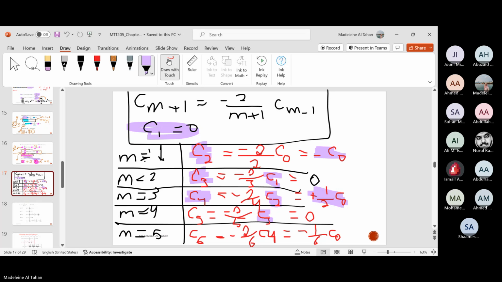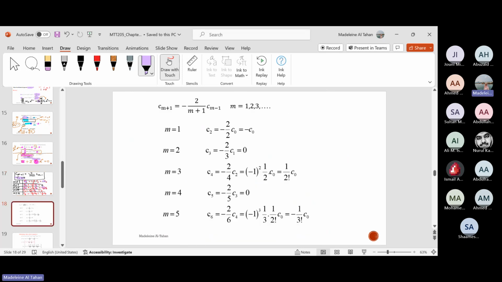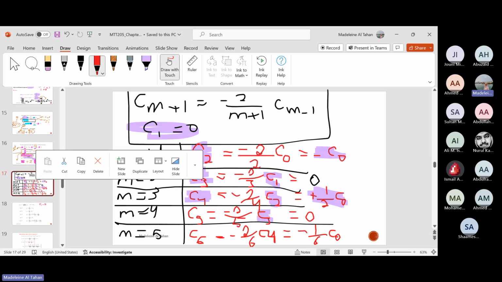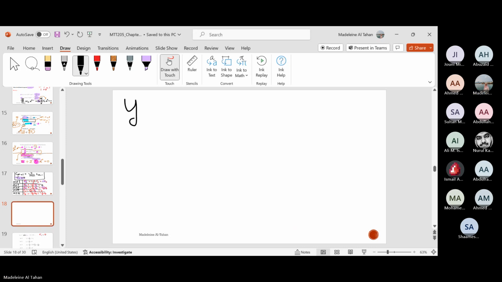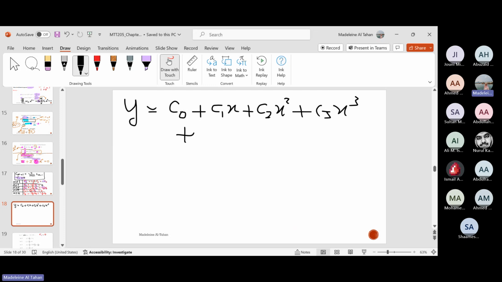Okay. So again, this is the recurrence relation, and already C1 was given as 0. We took some values, we found all of them in terms of C0. Now, what's the next step? Y is equal to C0 plus C1x plus C2x squared plus C3x³ plus C4x⁴ plus C5x⁵ plus C6x⁶ plus, we should put these dots, okay, miss? Isn't this the solution?